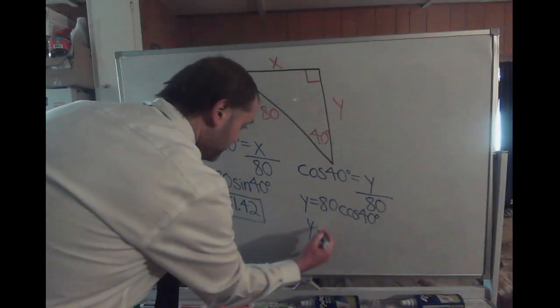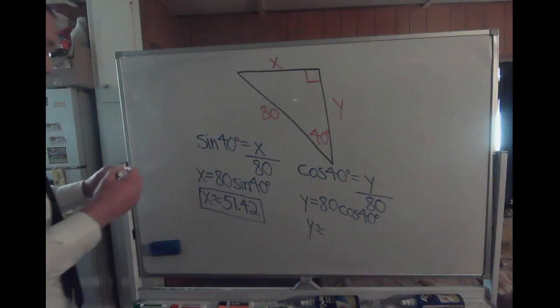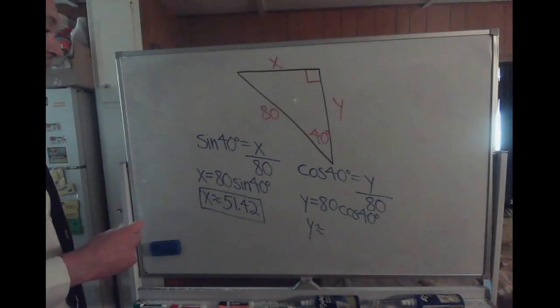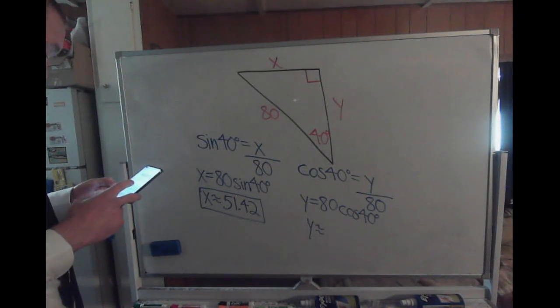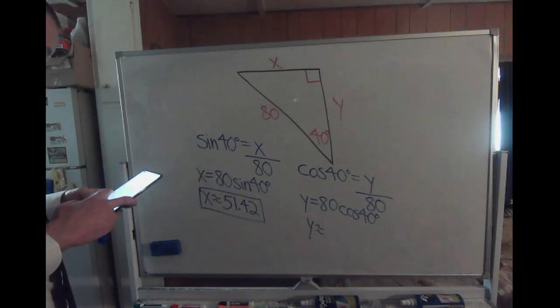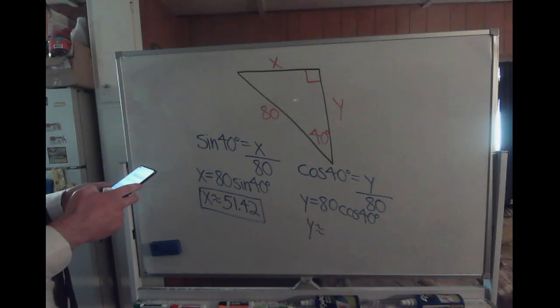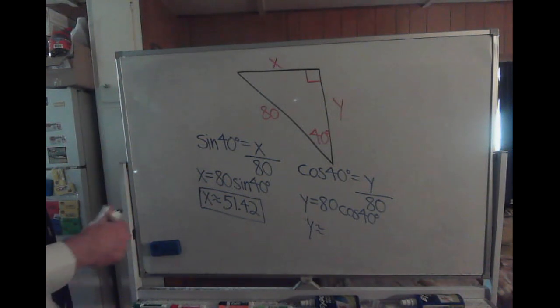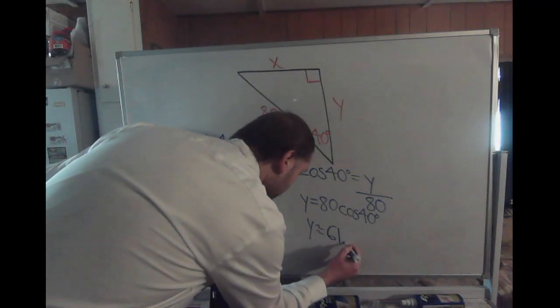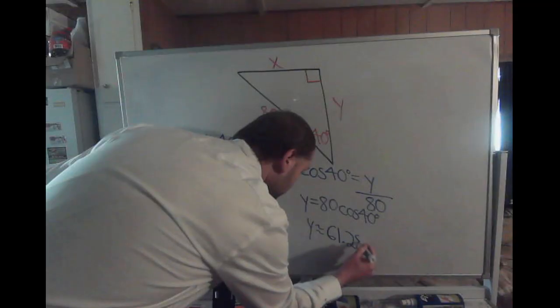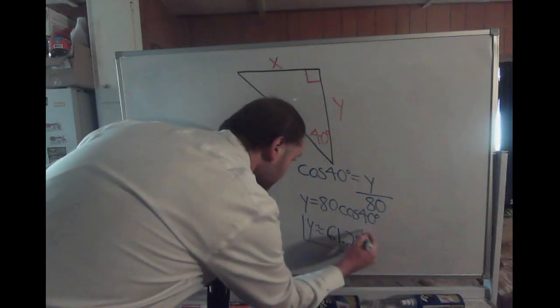Now we'll do a decimal approximation for this. Which would give you about 61.28. So y has a length of approximately 61.28.